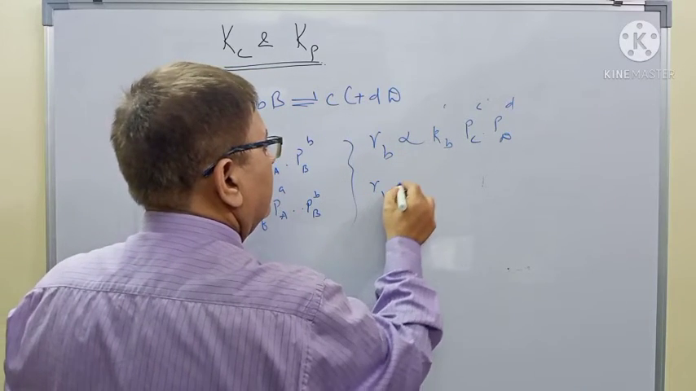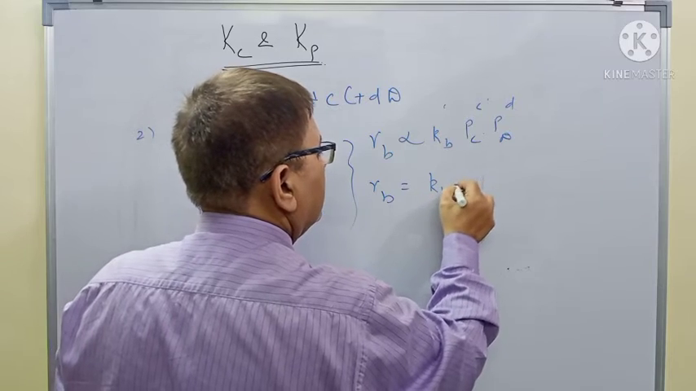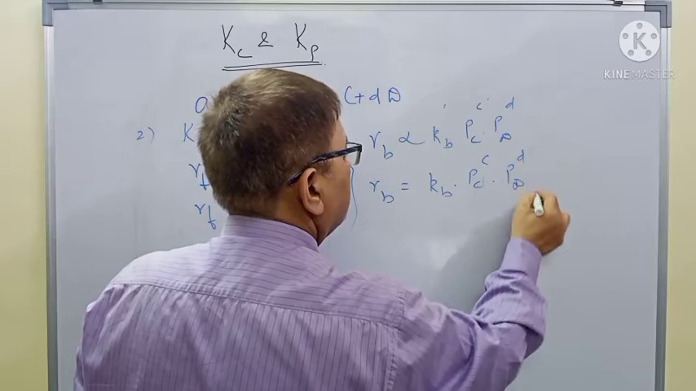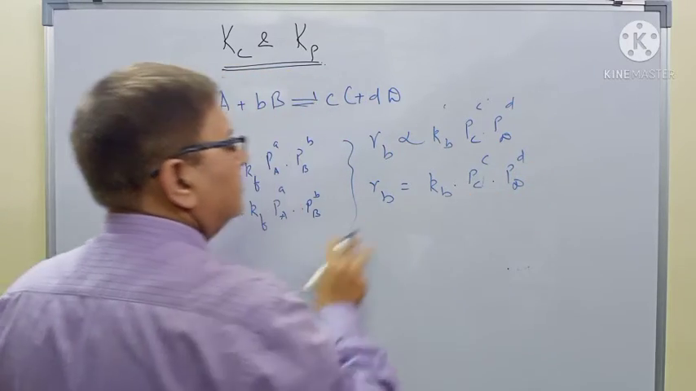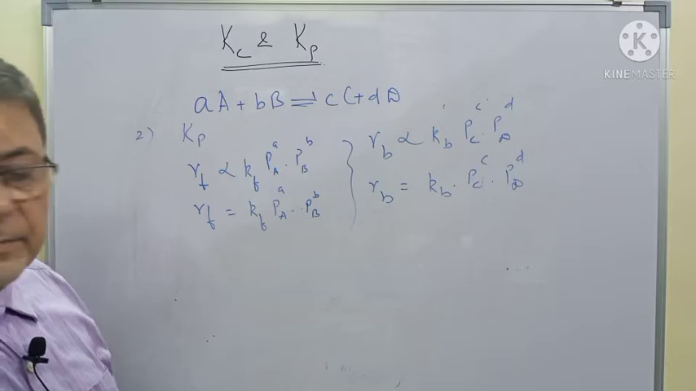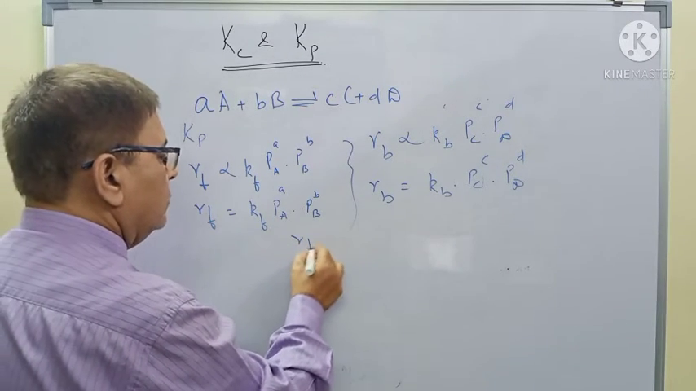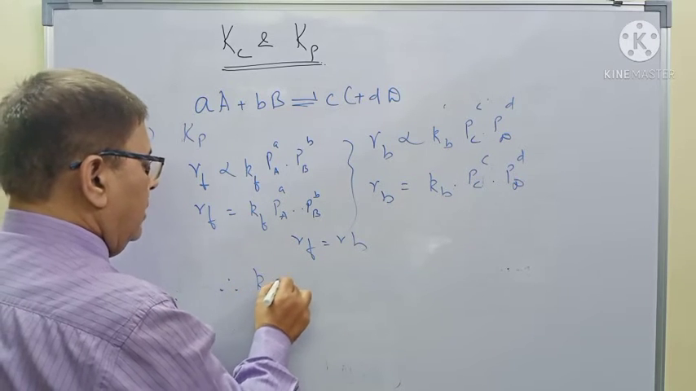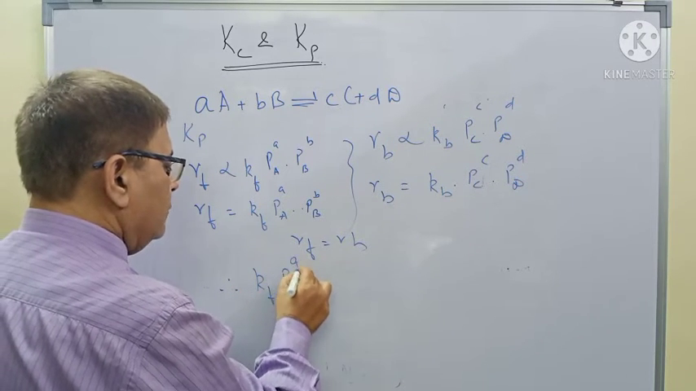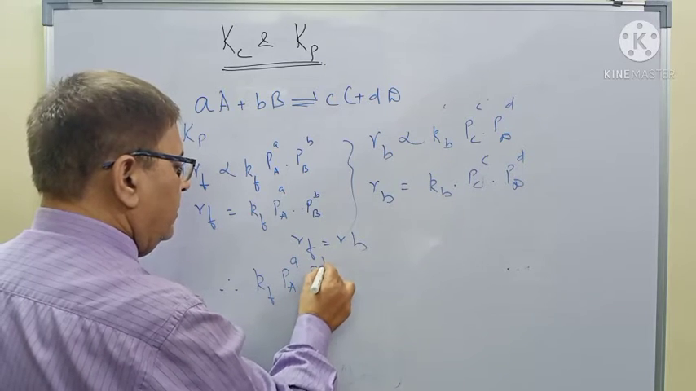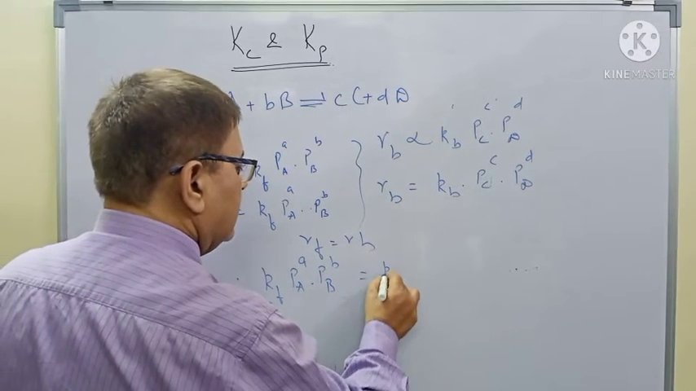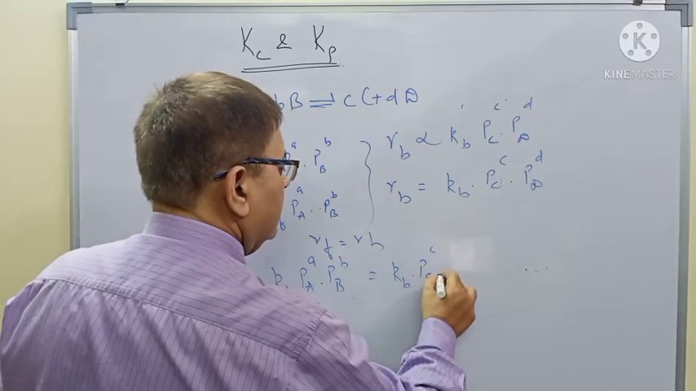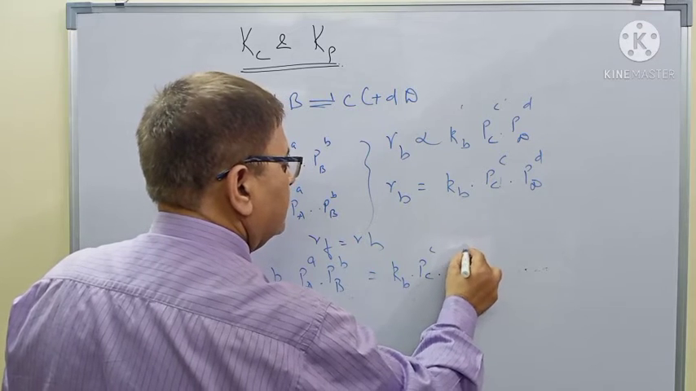So Rb will be equal to Kb into the partial pressure of C raised to c, the partial pressure of D raised to d. At equilibrium, Rf is equal to Rb. Therefore, we have Kf into the partial pressure of A raised to a into the partial pressure of B raised to b is equal to Kb into the partial pressure of C raised to c into the partial pressure of D raised to d.